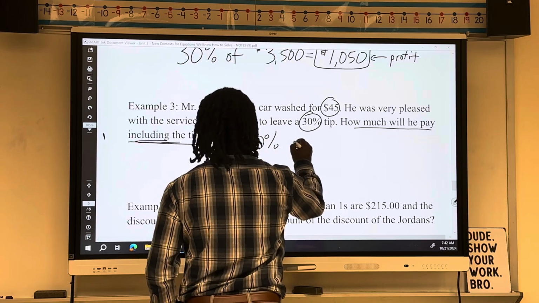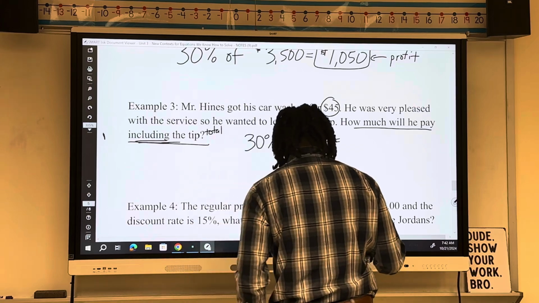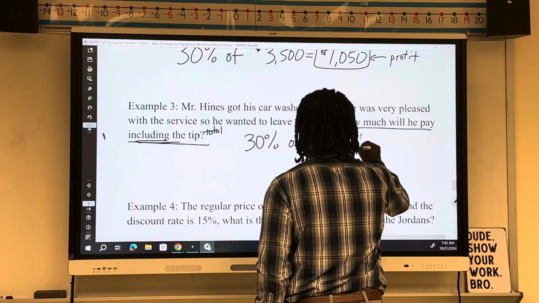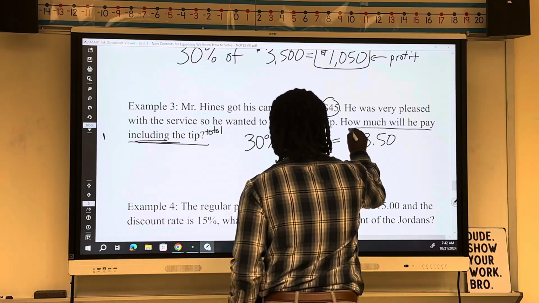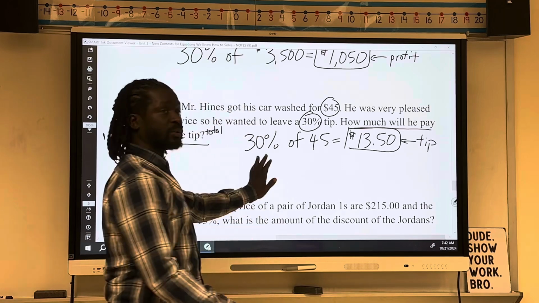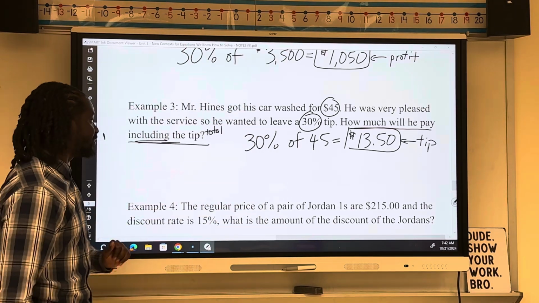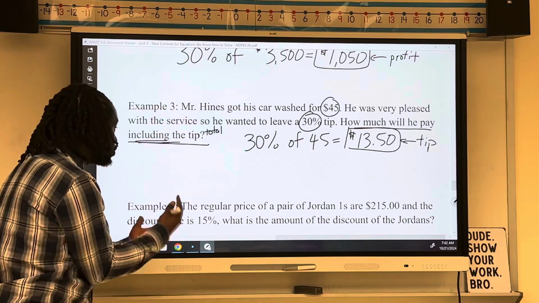We're going to take 30% of $45, and when I do that, I'm going to get $13.50. And it's important for us to know that this $13.50 is the tip amount, okay? If it was asking for just the tip, I would stop there. But it's asking for how much will he pay including the tip.